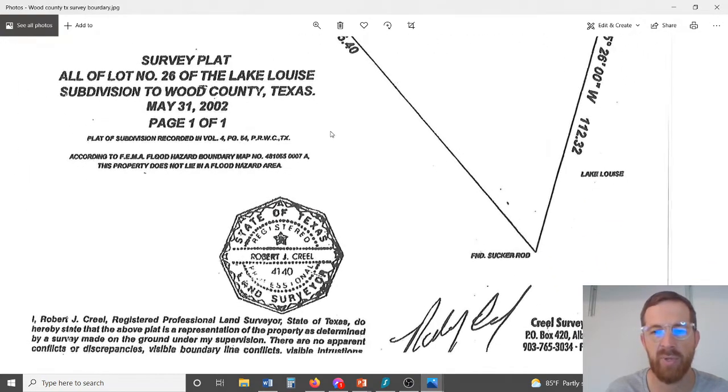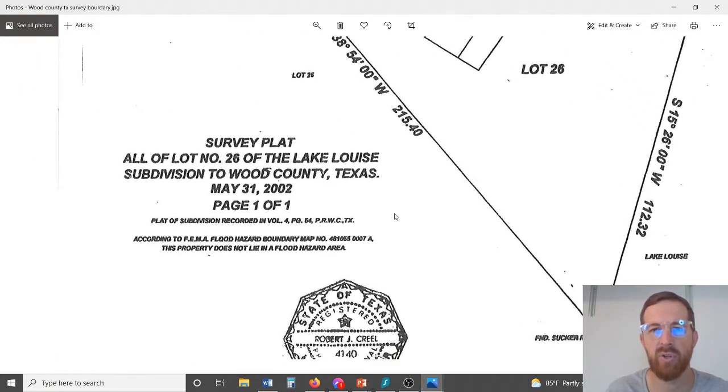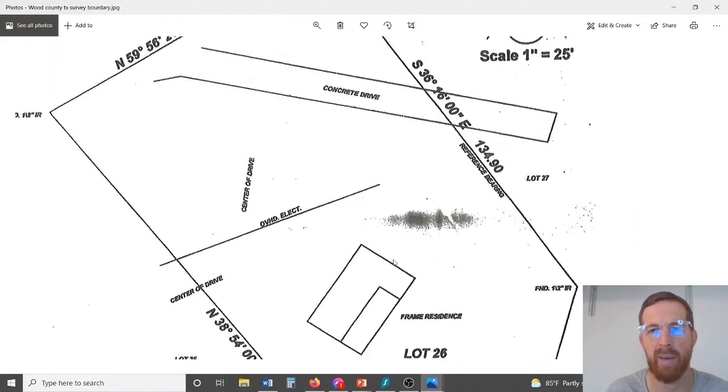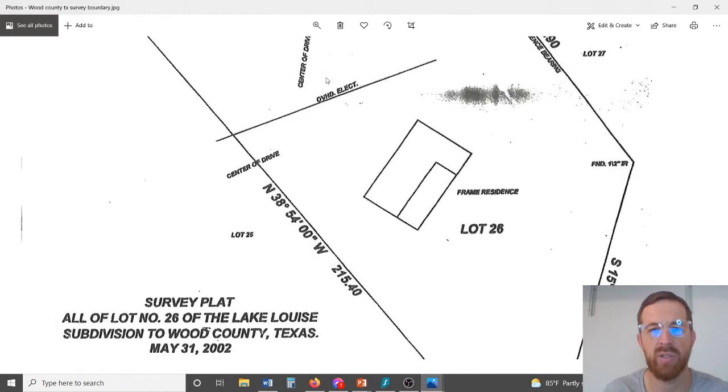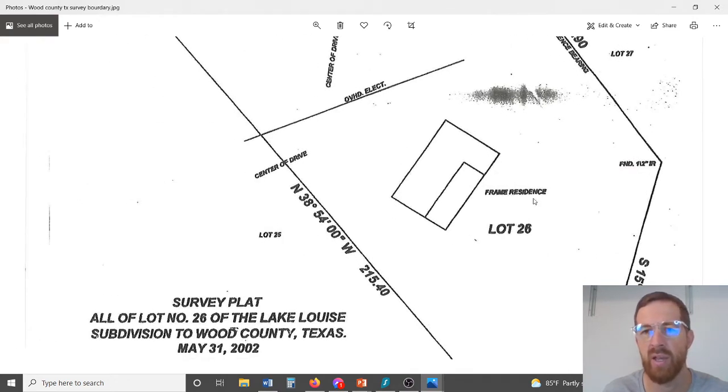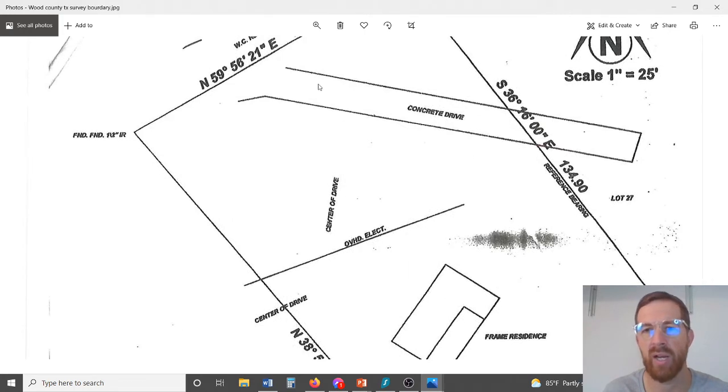Something important is that on the surveyor's plat, there's always going to be a map or a drawing. They usually draw these out in AutoCAD. It's a program. They used to do it by hand, but now they're drawn in a computer program. It'll show a few features, like you can see right here, frame residence. So there's a home on this property, and they show where it's located and a concrete driveway.